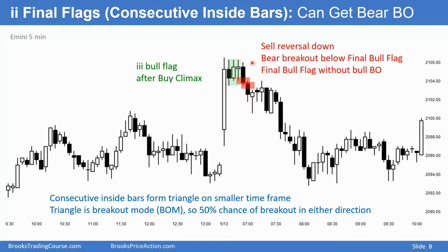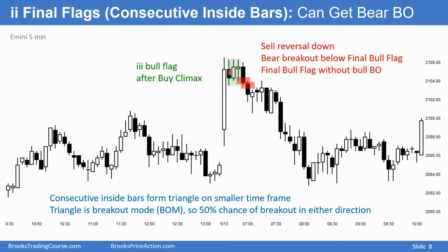Traders will look to sell the reversal down. It's breakout mode, so traders are looking for a swing down or a swing up. If we did get the up move, because it's a triangle, it's a magnet, the up move usually does not get very far before it tries to reverse back down. Bears will sell below that II after a possible exhaustive buy climax.